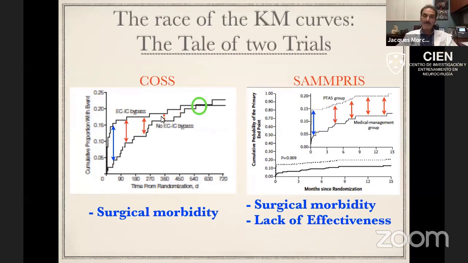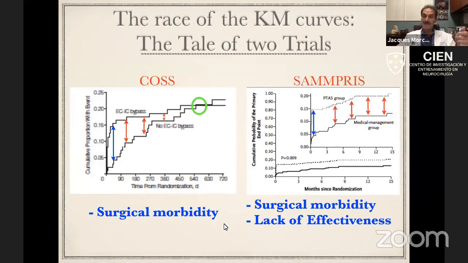You can see the Kaplan-Meier of the COS study. The Kaplan-Meier curves of the medical group and surgical group are beginning to cross. In the SAMMPRIS study, they were always parallel. They never crossed. What does that mean? It means in the COS study, it was surgical morbidity that created the failure of the trial. But in the SAMMPRIS study, not only was there endovascular morbidity, but there was lack of effectiveness. Nobody is saying in the COS study that bypass does not help. The conclusion is the OEF will improve when you do a bypass.